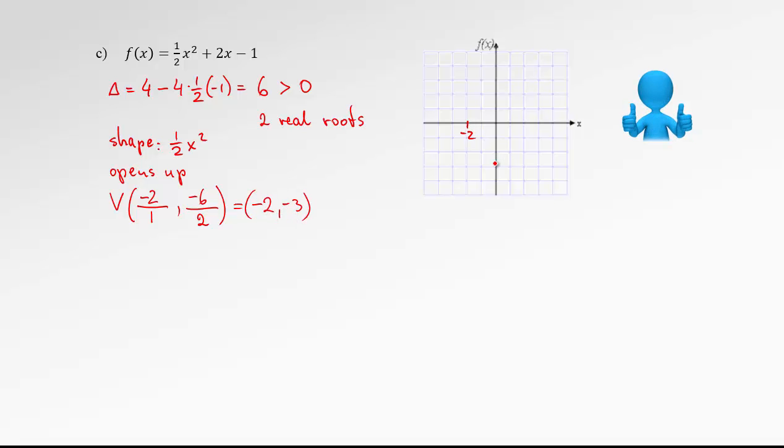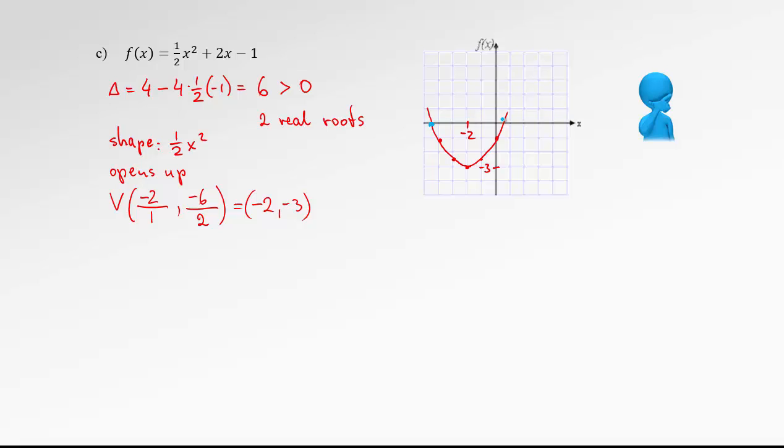-2 is here, -3 over there. Here is our vertex with arms up, and we can follow this shape. That means 1 across, instead of 1 up, we have 1/2 up, right? 2 across, instead of 4 up, we have half of that, so just 2 up. Here's our parabola. Let's connect it. It goes like this.